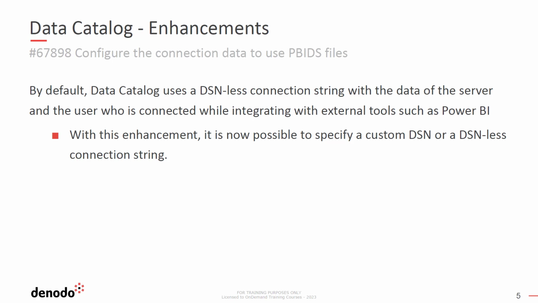In the previous update, Data Catalog provided an open menu to display the data of the view in third-party applications like Power BI. Starting from this update, the administrator will be able to change the connection data to the VDP server or specify a DSN name if the administrator prefers to use a DSN connection over a DSN-less one.